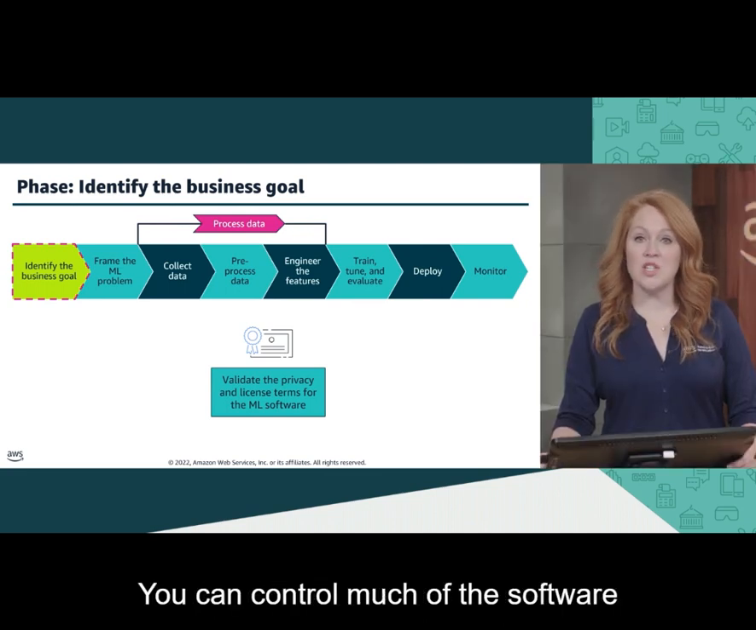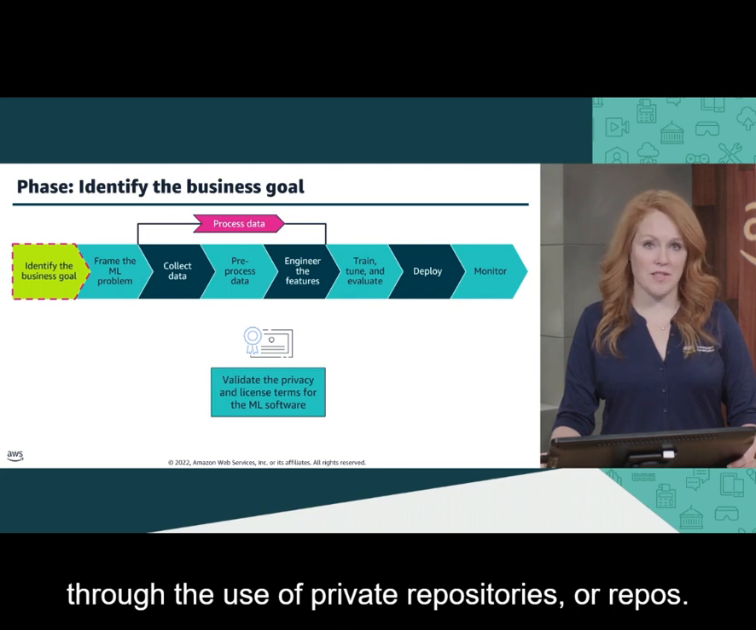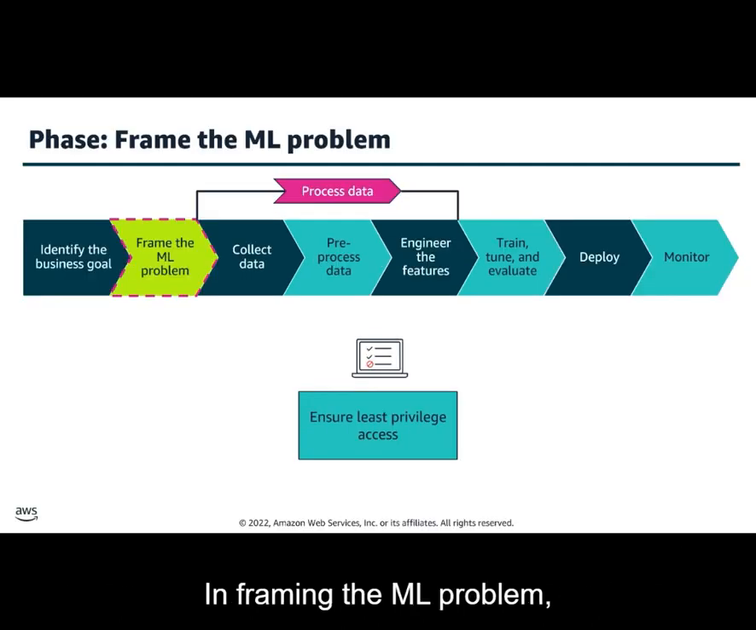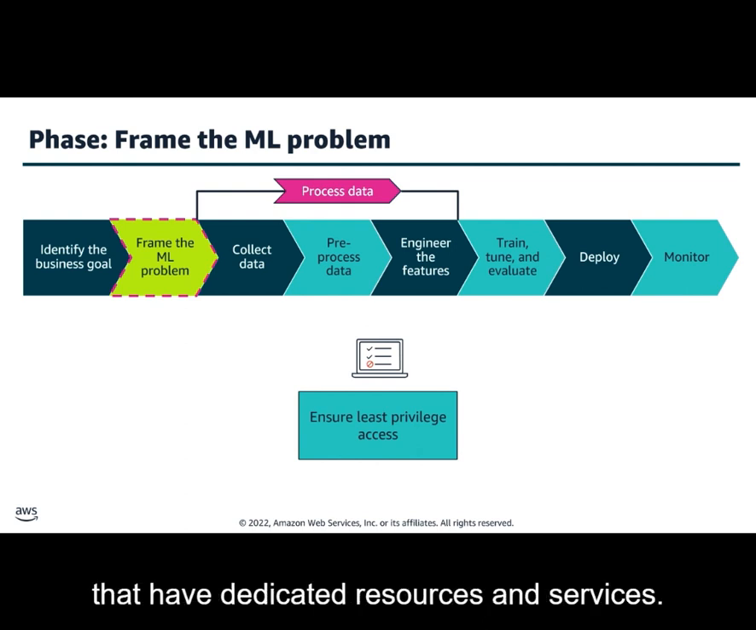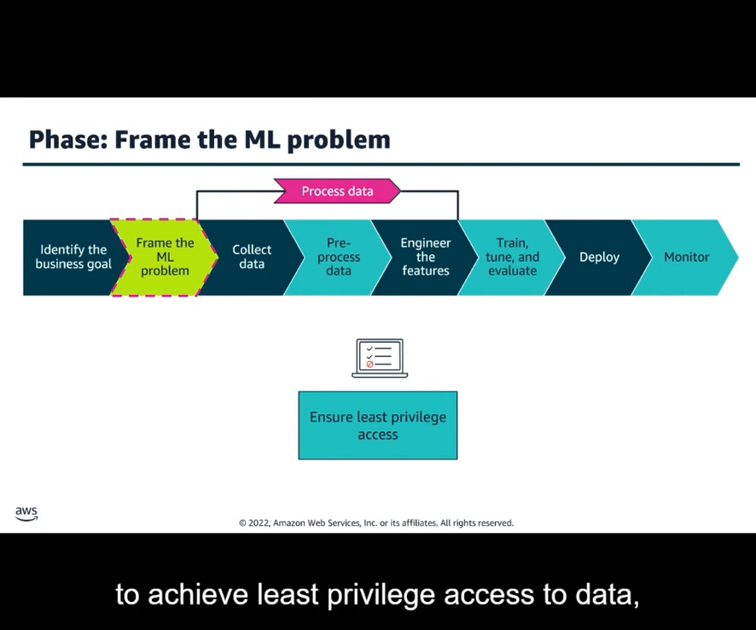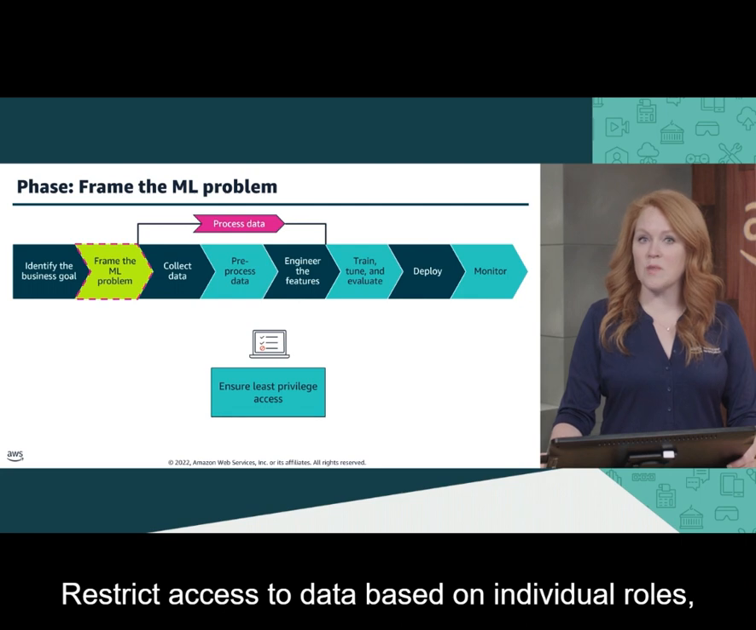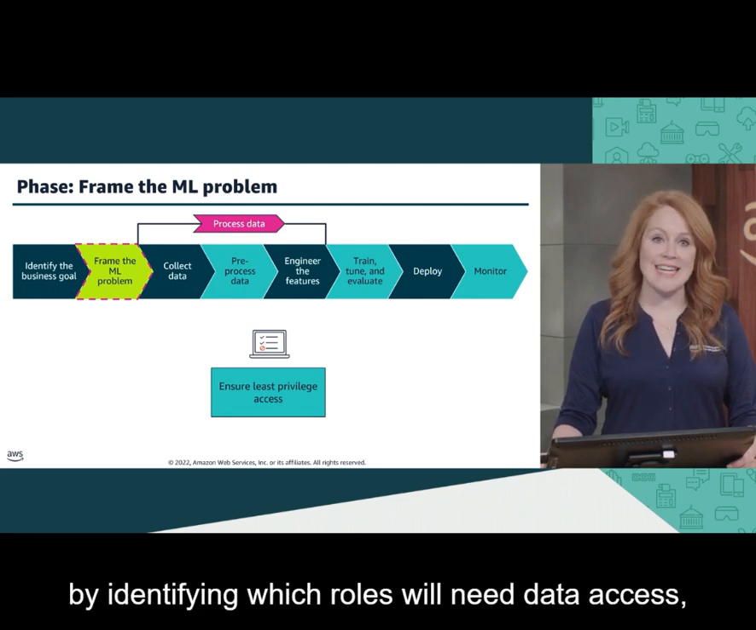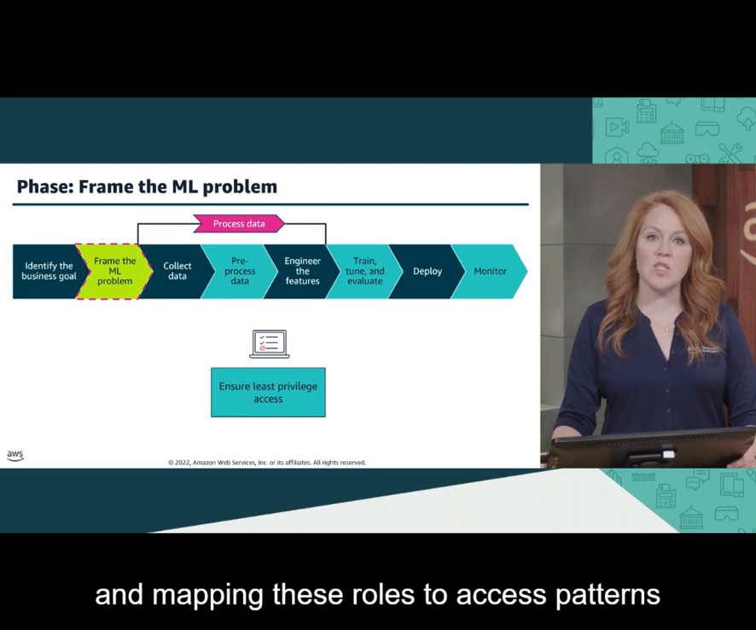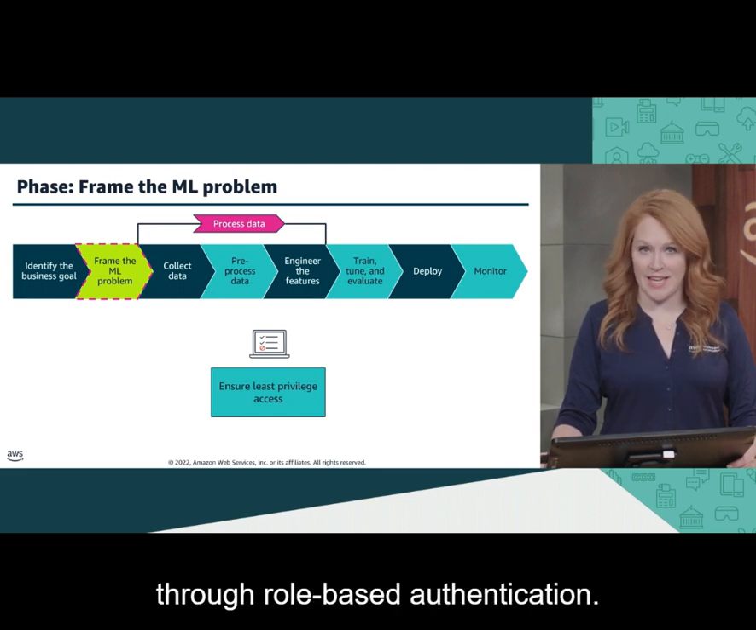You can control much of the software through the use of private repositories or repos. In framing the ML problem, apply the principle of least privilege throughout the ML lifecycle. Also, provide your project with dedicated network environments that have dedicated resources and services. This will assist you to achieve least privilege access to data, assets, and services. Restrict access to data based on individual roles by identifying which roles will need data access and mapping these roles to access patterns through role-based authentication.